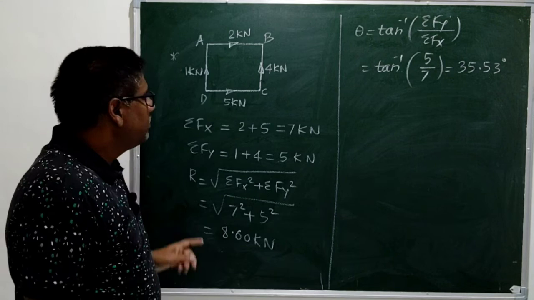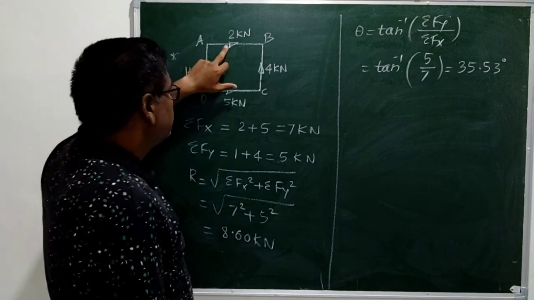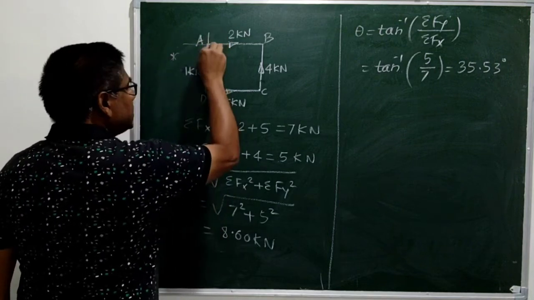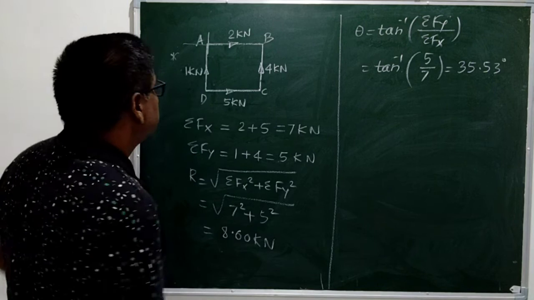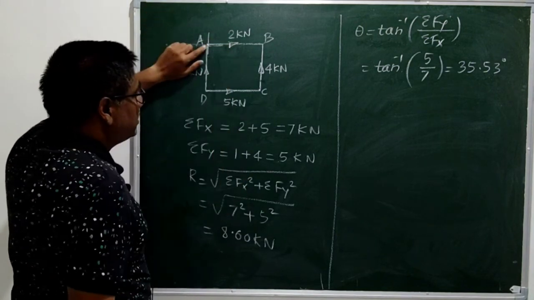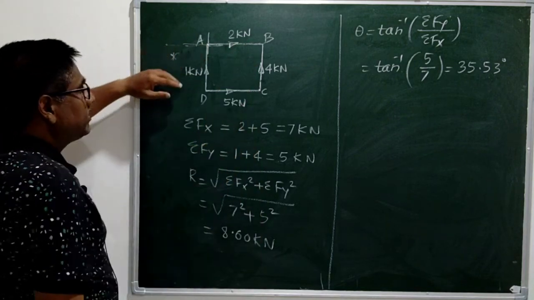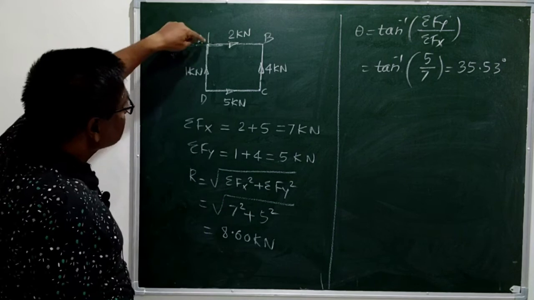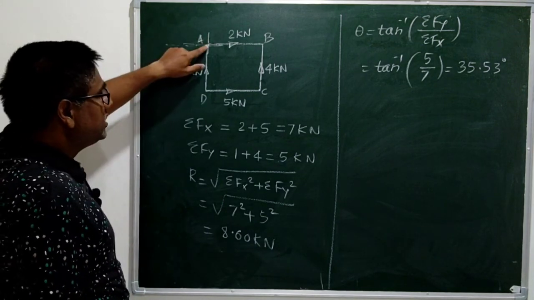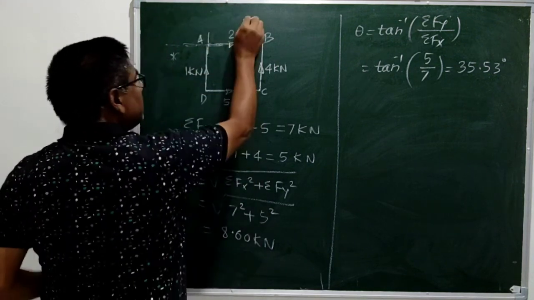Now let's apply Varignon's theorem for all the forces. The algebraic sum of moments of all the forces, starting from this force. As we have taken point A under consideration for taking moments, see this 2 kilonewton force is passing through point A. Therefore we will not get any moment for this force, because the perpendicular distance between the line of action of force and the point is 0. Therefore skip this force for taking moment.